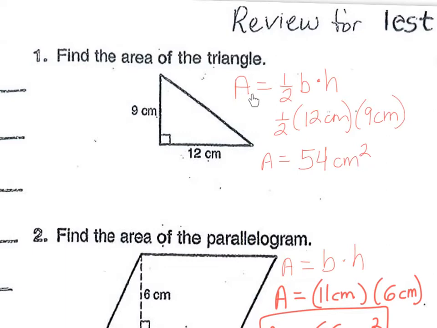For the triangles, A equals 1/2 base times height. The base is 12, the height is 9. Half of 12 is 6 times 9 is 54. So it's 54 square centimeters. Everybody okay with one? Yes, perfect.